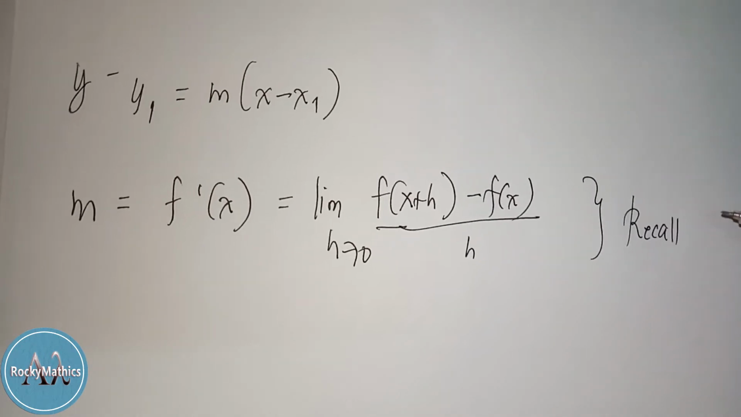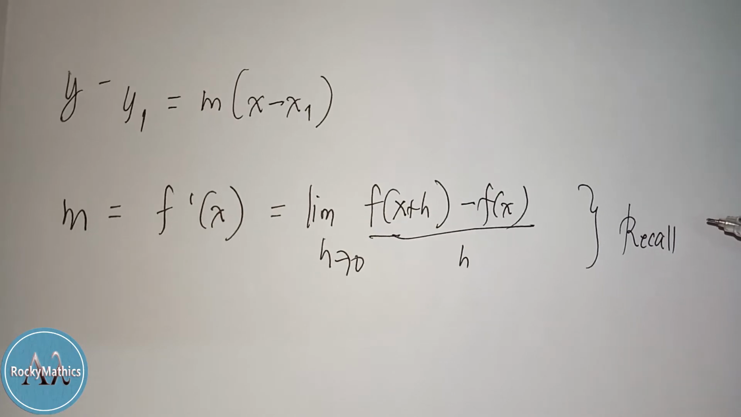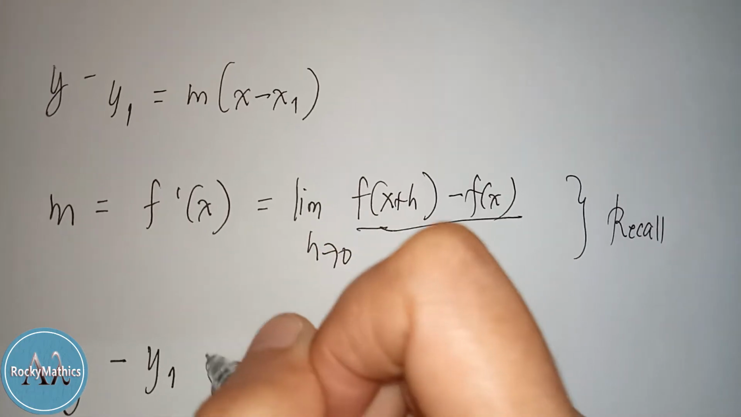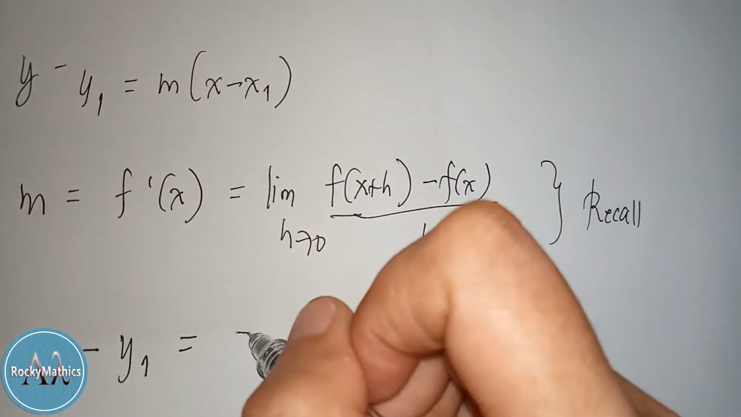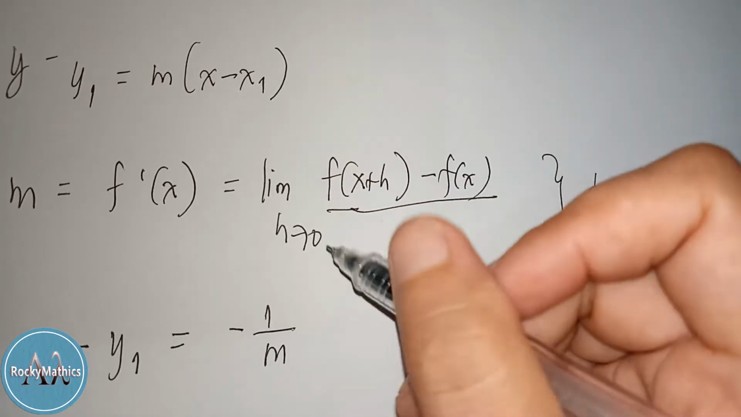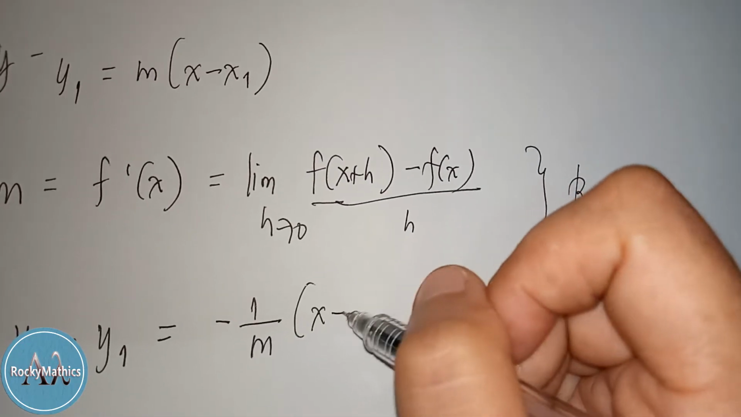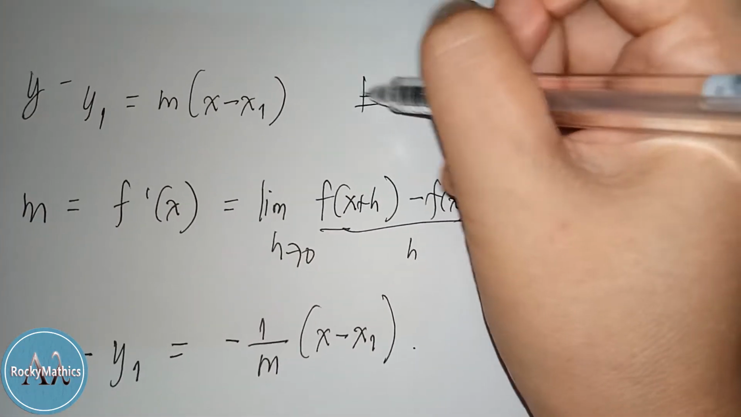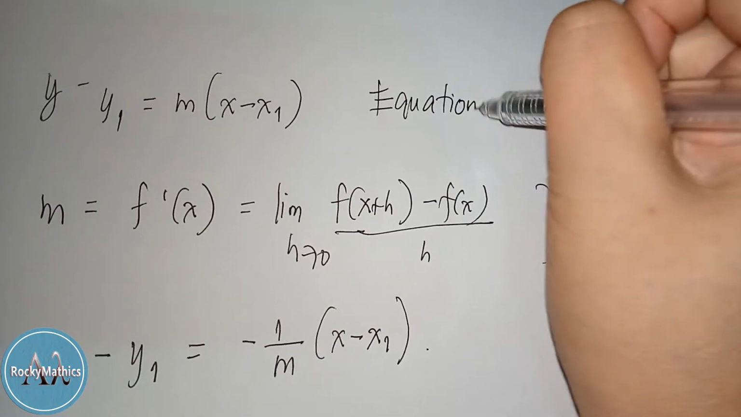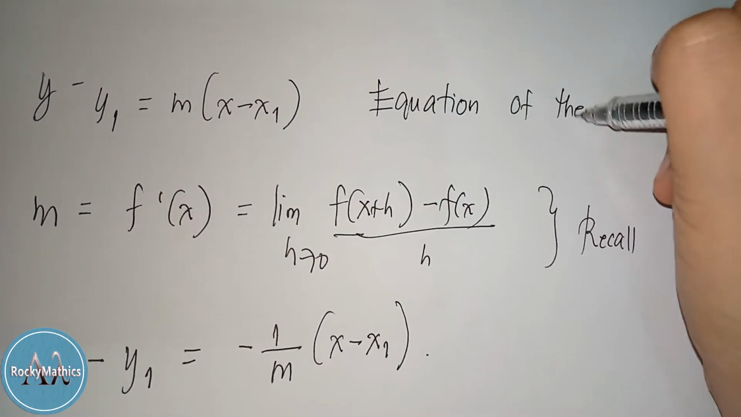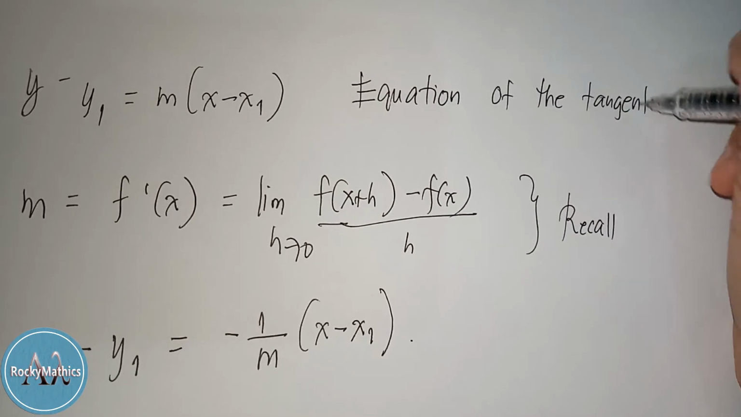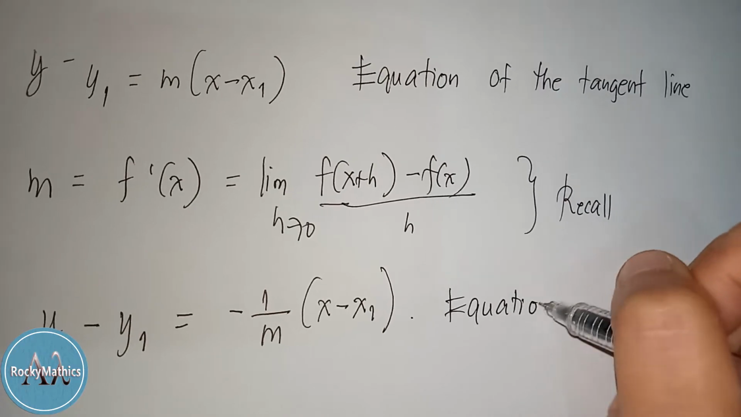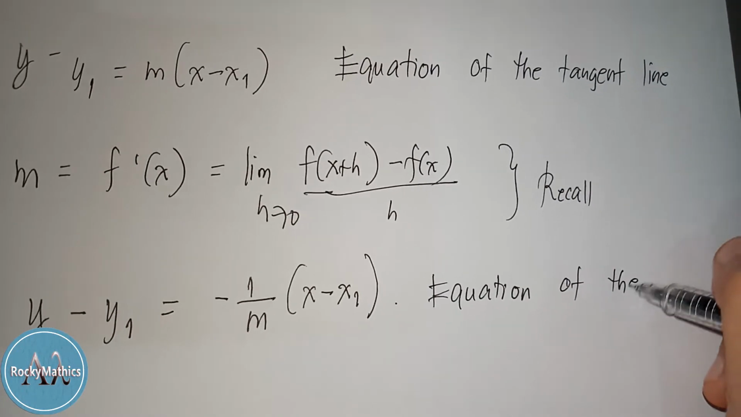Let's move on to the equation of the normal line, which is given by y minus y sub 1 is equal to the negative of the reciprocal of the slope times the quantity x minus x sub 1. So again, this is the equation of the tangent line. This is the equation of the normal line.